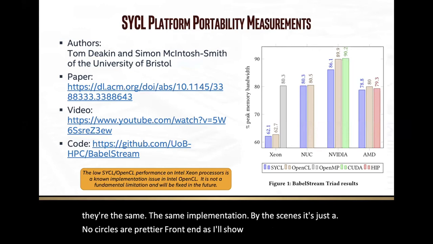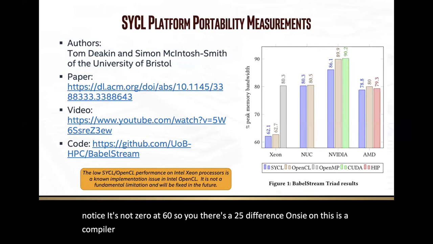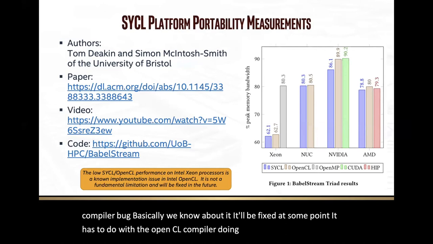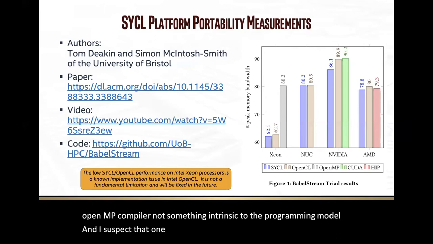The scale here, notice, is not zero, it's 60. So you see there's a 25% difference on Xeon. This is a compiler bug, basically. We know about it. It'll be fixed at some point. It has to do with the OpenCL compiler doing code gen differently than the OpenMP compiler. It's not something intrinsic to the programming model. And I suspect that one of the other SYCL compilers for Xeon would not have this issue.